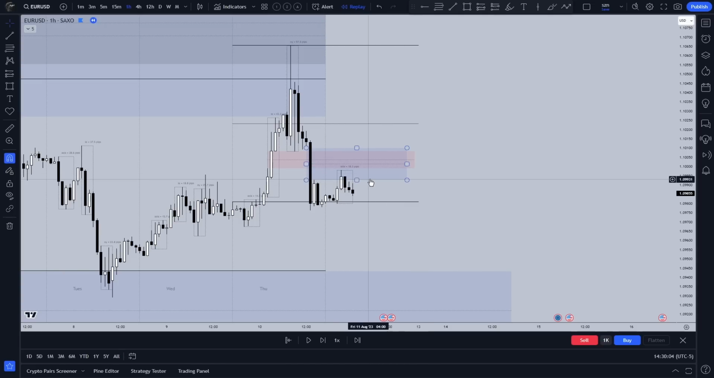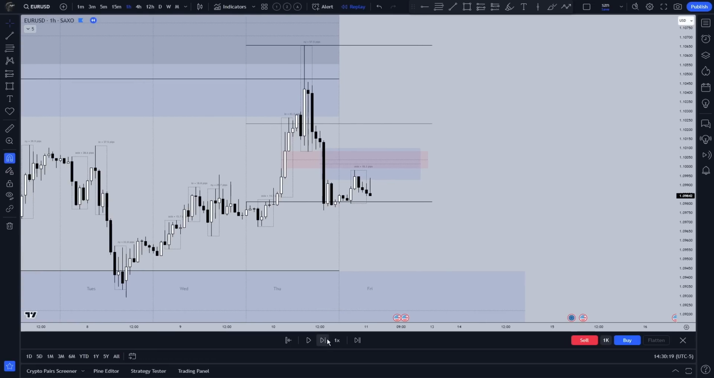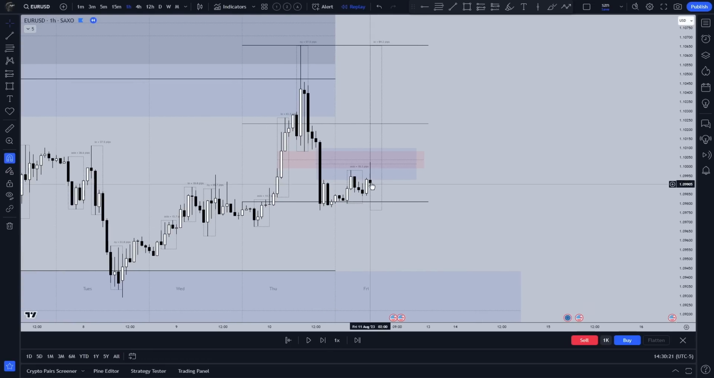So now we have figured out at what levels we want to execute. We have this H1 PD array, we have the H1 balanced price range, and we also know that we can expect the most amount of volatility for the day to occur around the New York session, where we have the high impact news coming out. So we have London open here, we're trading above the Asian highs.